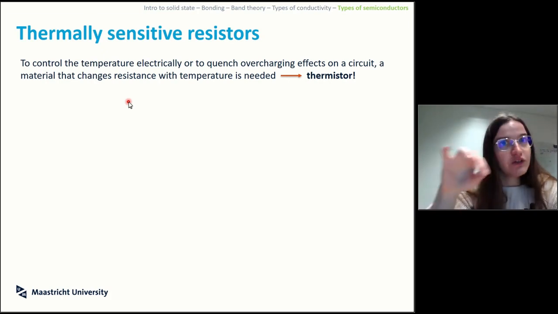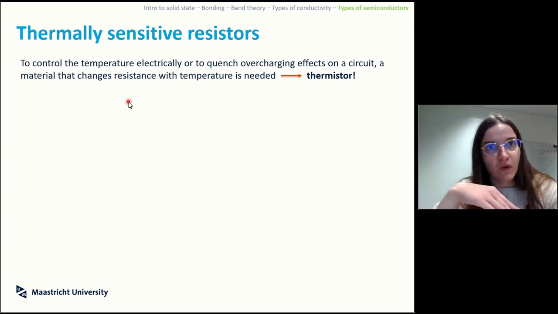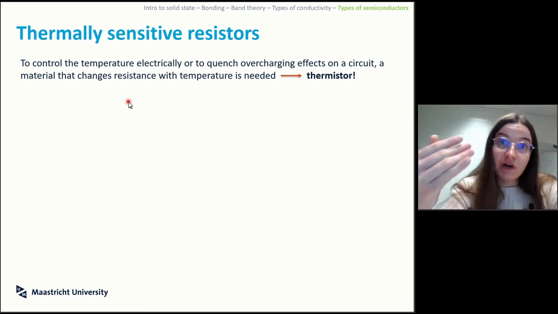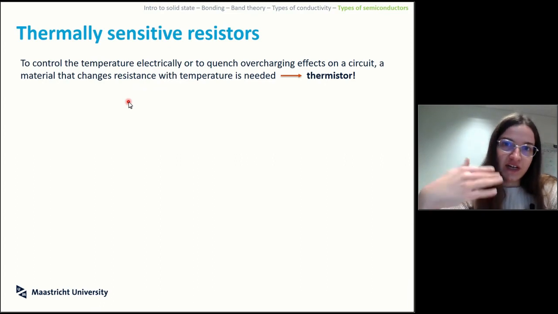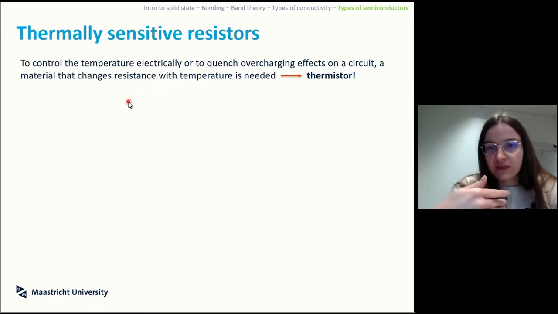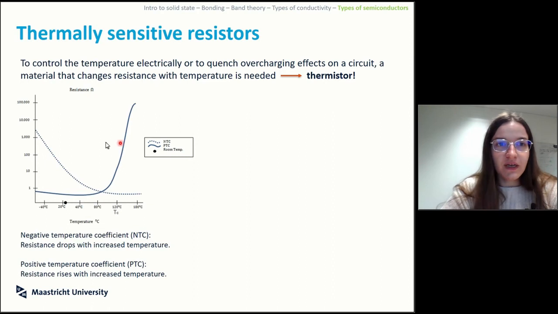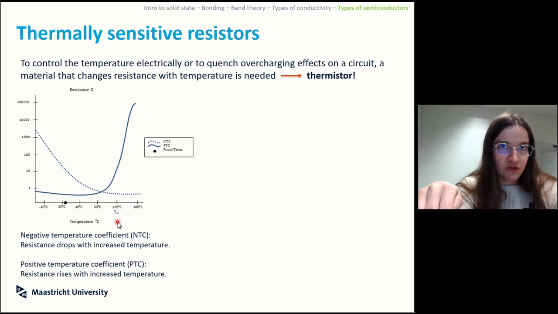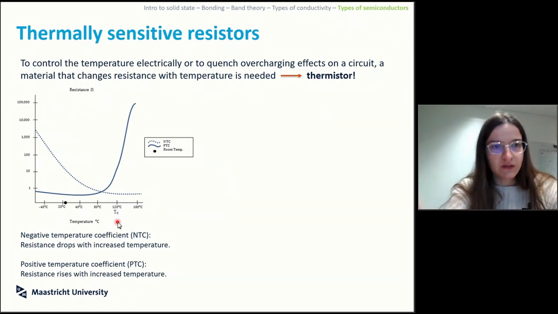And if it changes the conductivity, it also changes the resistance as a function of temperature. So these are things that you can use in electronics to control how much flow of electrons you have, or how much resistance to the flow of the electron you have. You call these thermistors, and they look a bit like this. When you have a negative temperature coefficient, which is this thing, the resistance drops when you increase the temperature. So the more you increase the temperature, the better your material conducts.